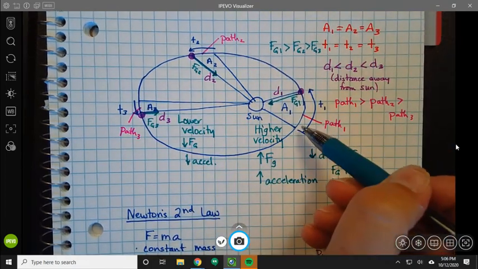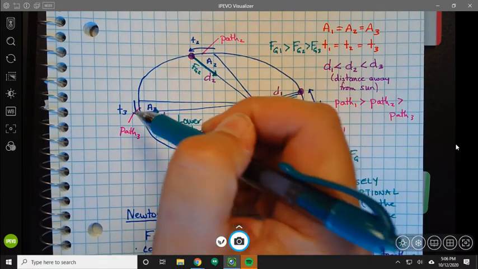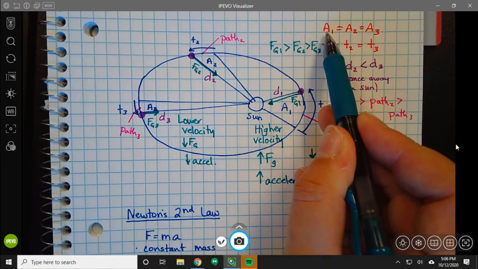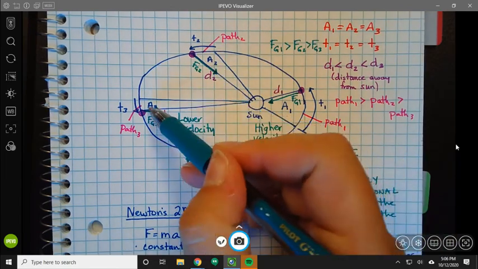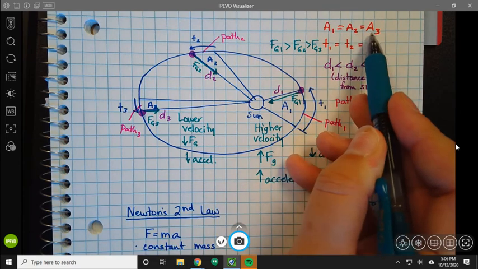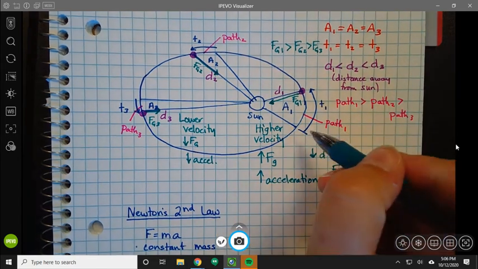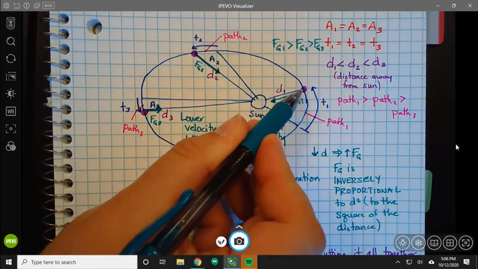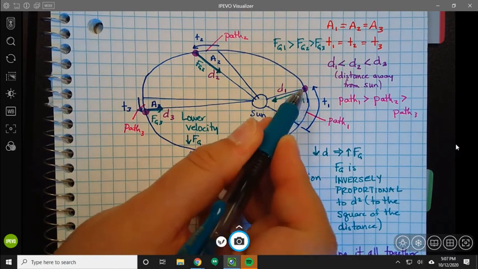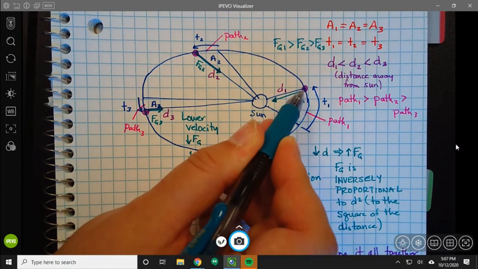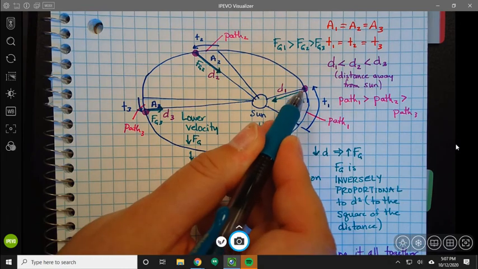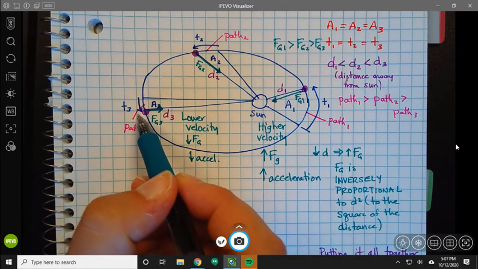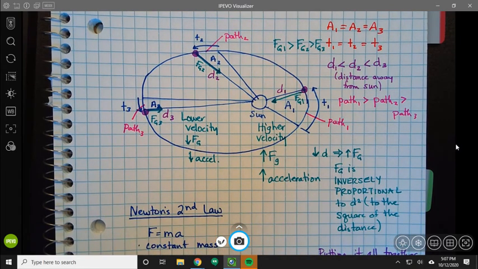But as long as time 1 is equal to time 2 is equal to time 3, the areas, area 1, area 2, area 3, will also be equal. So in a given amount of time, this could be 1 day, 1 week, 1 month, 1 year, whatever the time amount is, in an equal amount of time, the planet will sweep out an equal amount of area. So that's Kepler's second law.